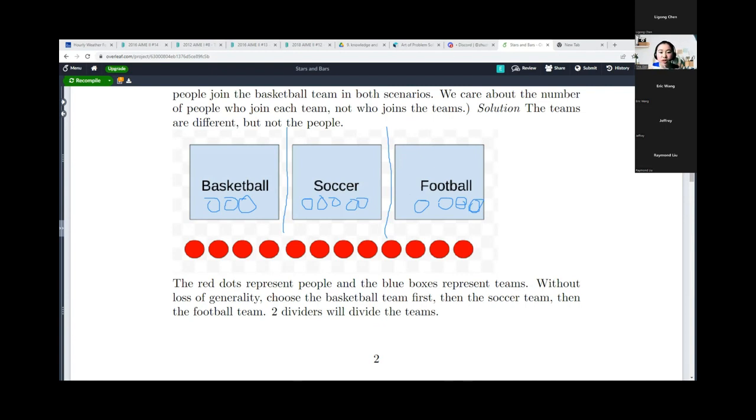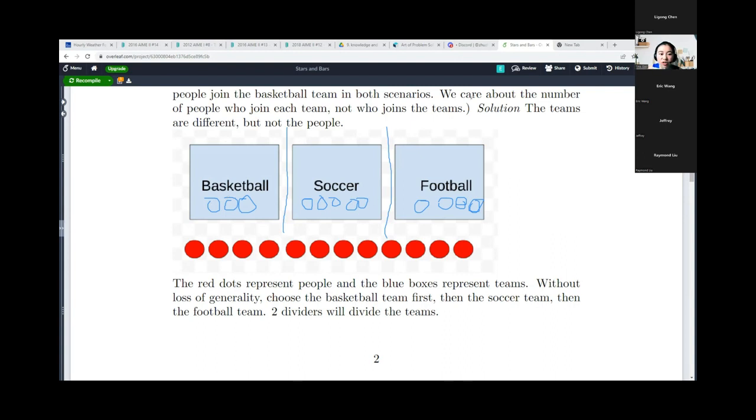In math, this is also called a bijection, when we turn a counting problem into a different problem. It's the same problem, but phrased in a different way. Like we turned the teams and the people into balls and dividers. So now what we can do is order the balls and the dividers.